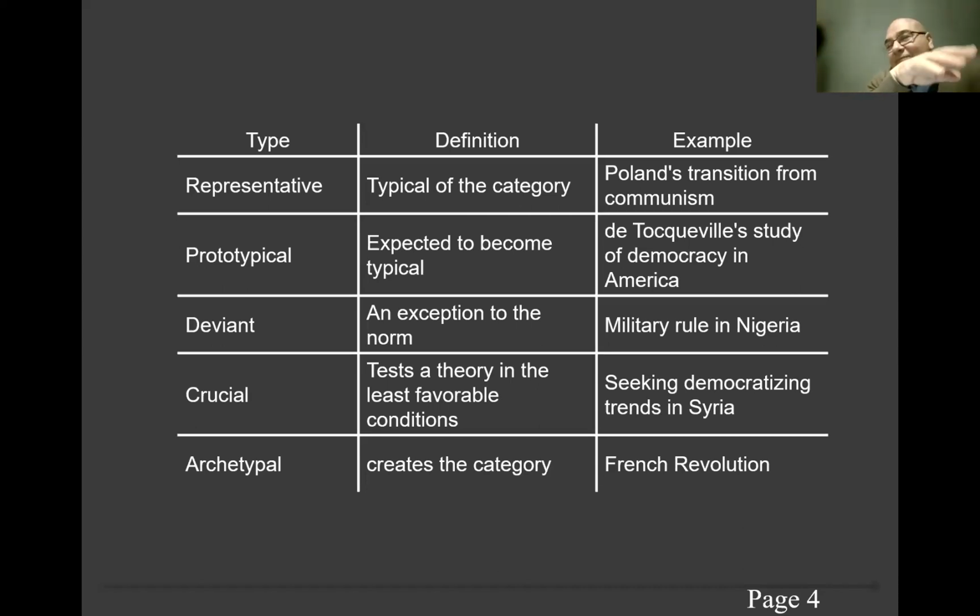The better example is the military rule in Nigeria. During the 1960s, in Africa, there were too many military interventions. Only in Nigeria, the military went back to its role. Democracy came back. It's a deviant case.